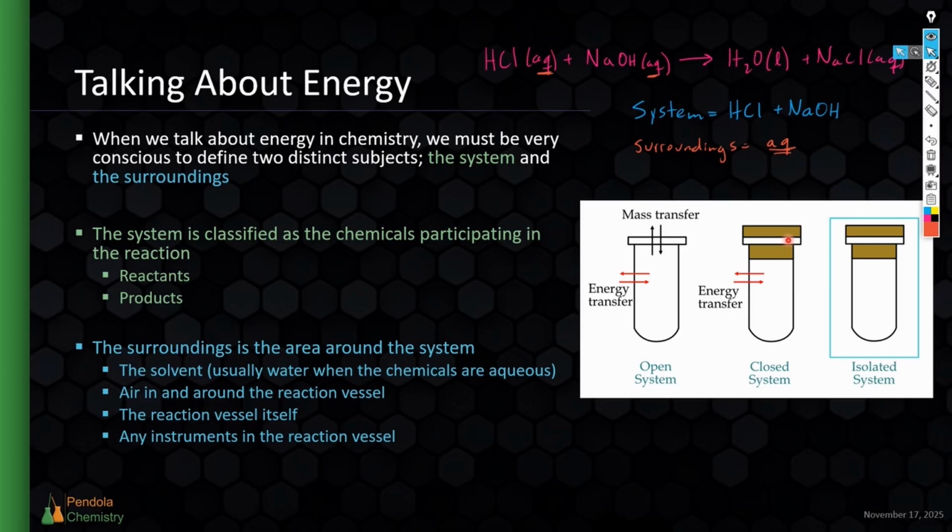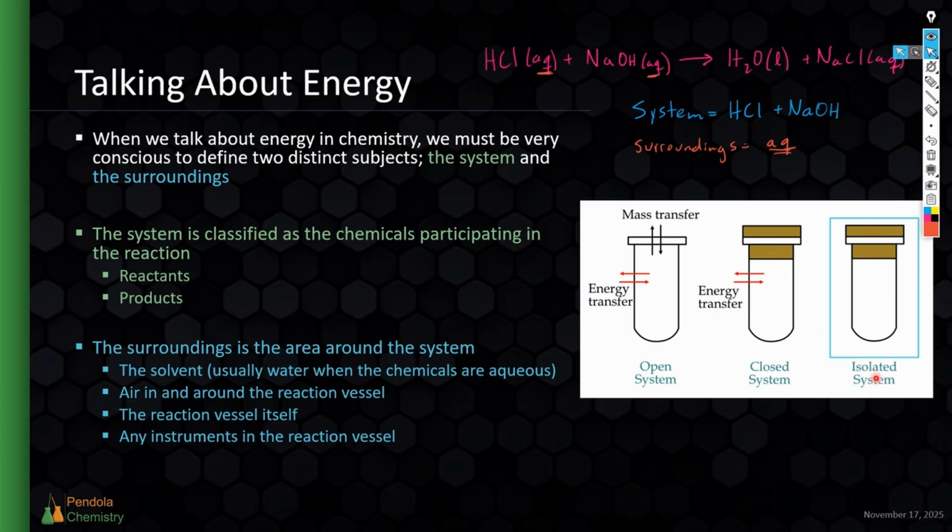We can have a closed system. A closed system is one where energy can go in and out, but matter cannot. Mass cannot escape. So if we grab the test tube and put a cap on it, that will be a closed system, because energy can go in and out, heat can come in, heat can go out, but mass and matter cannot escape because of that cap.